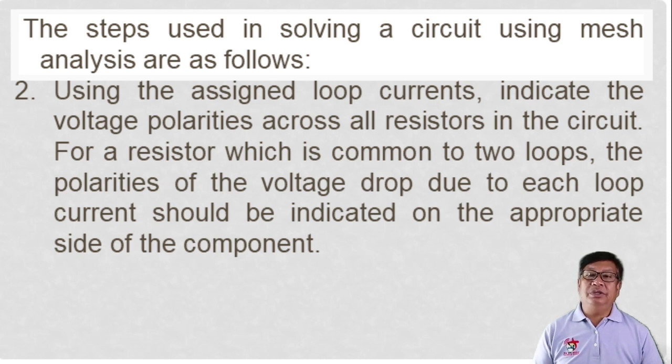Number two, using the assigned loop currents, indicate the voltage polarities across all resistors. If we have these resistors connected in the circuit, then assign the polarity for each resistor based on the loop current. So with the arbitrary loop currents inside the loop, the polarities of the voltage drop due to its loop current should be indicated on the appropriate side of the component.